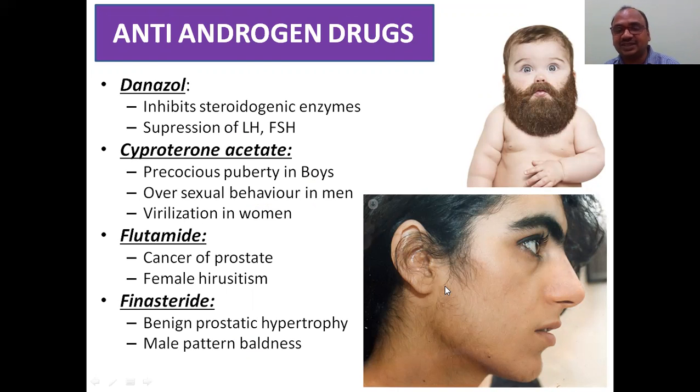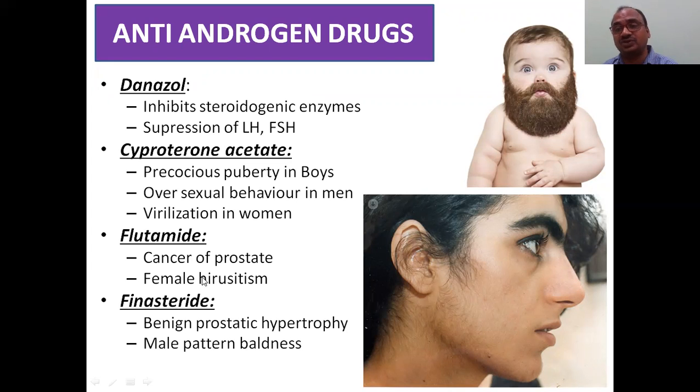Cyproterone acetate. See, excess hair growth in the female. See, this is a lady. See here how the beard is slowly coming. In such cases, virilization in the woman, what do you have to give? Cyproterone acetate. Especially for females you have to give, because if they have more testosterone, then only you have to give.